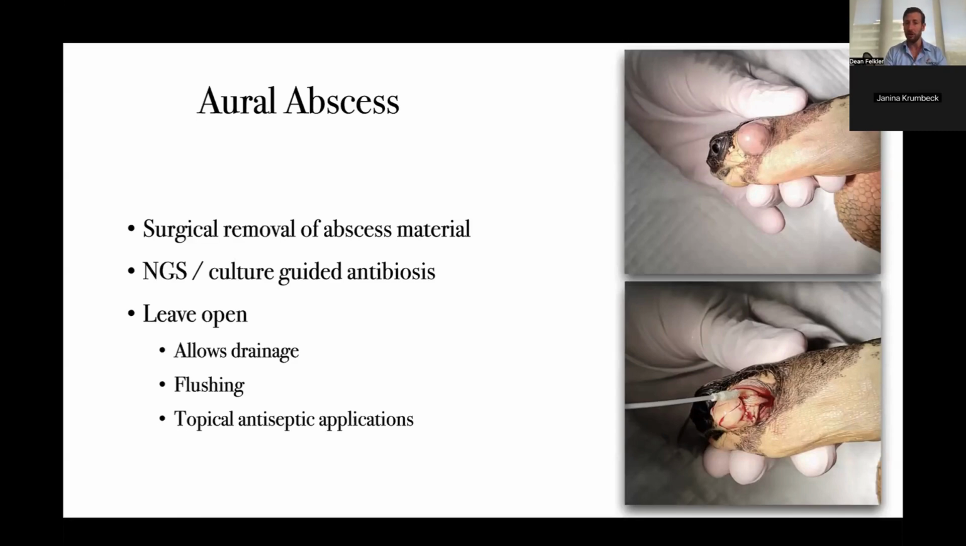This allows drainage, like I've already mentioned, and flushing with saline, F10, iodine, whatever you prefer. And you can also instill some antiseptic ointment. Again, F10 Barrier ointment I've used in the past. I've not seen any toxicity or neurological signs from applying that into the ear. So I like to use a combination of all those, and also antibiotics on top of that as well.